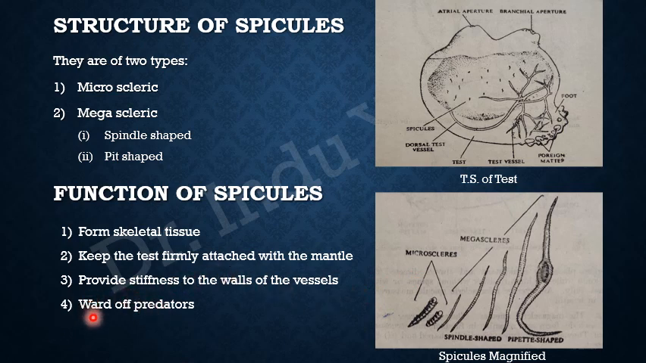And fourth and the most important is that these spicules, they ward off the predators. Predators, they like to feed on the smaller animals, and Herdmania is very soft also and can be eaten very easily, but the spicules in its body prevent the predators, they cannot eat the animal due to the spicules. So here we finished the function of spicules, and this way we have finished the whole test, which is composed of matrix and the 4 things embedded in it.